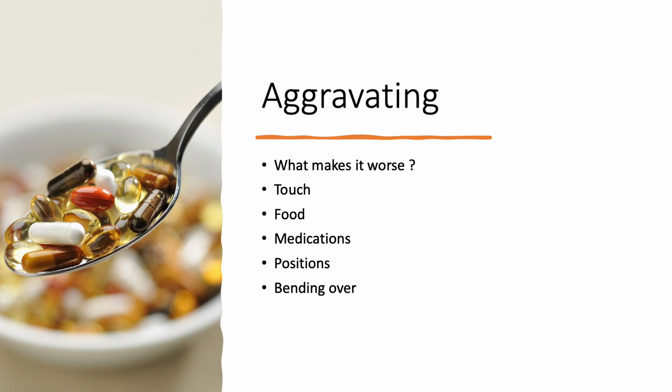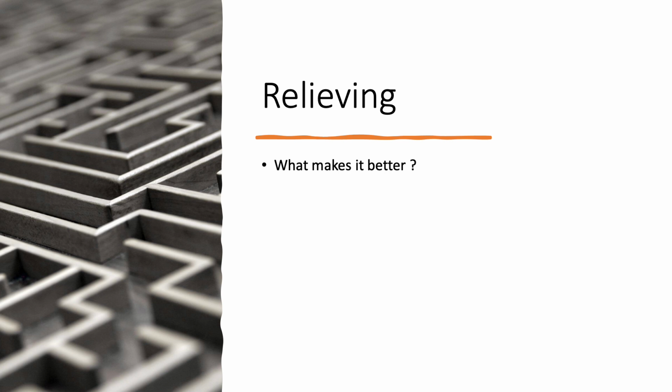Position is very important. Bending over. For example, when the patient is sitting or lying down it is okay, but when I ask the patient to sit up and bend over, the pain in the abdominal area gets worse. Pancreatitis. The pancreas has inflammation, because the minute you bend over, you put pressure on the pancreas and the pain gets worse.